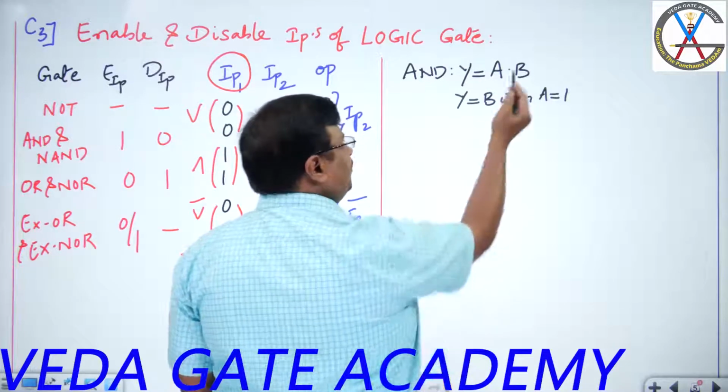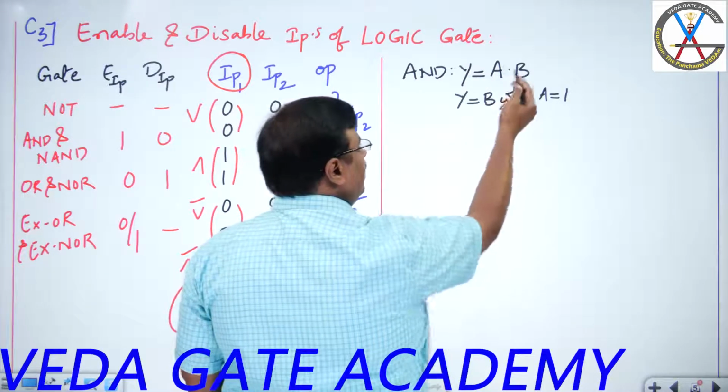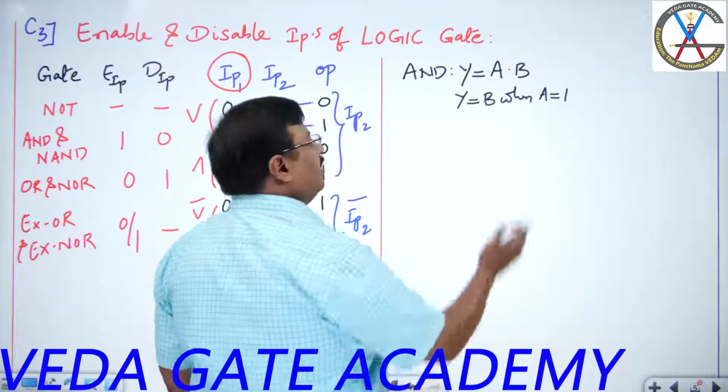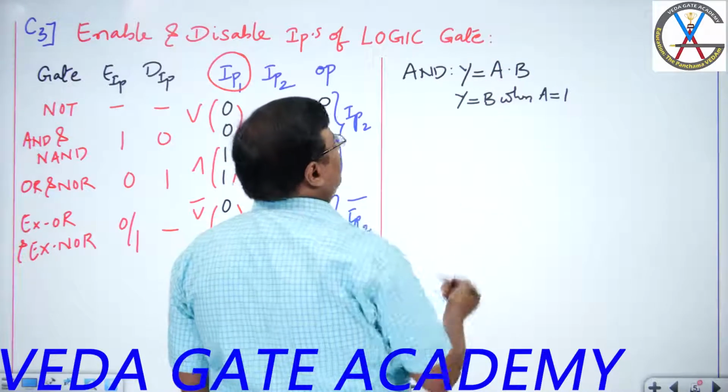Now, who is the reason for B coming to the output? I repeat, who is the reason for B coming to the output? A, right? No, it is not A. It is 1 on A. So, 1 on A making B pass to the output.